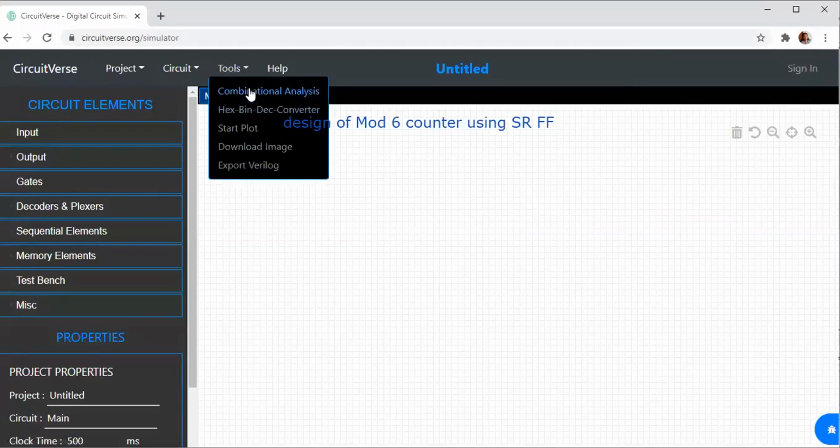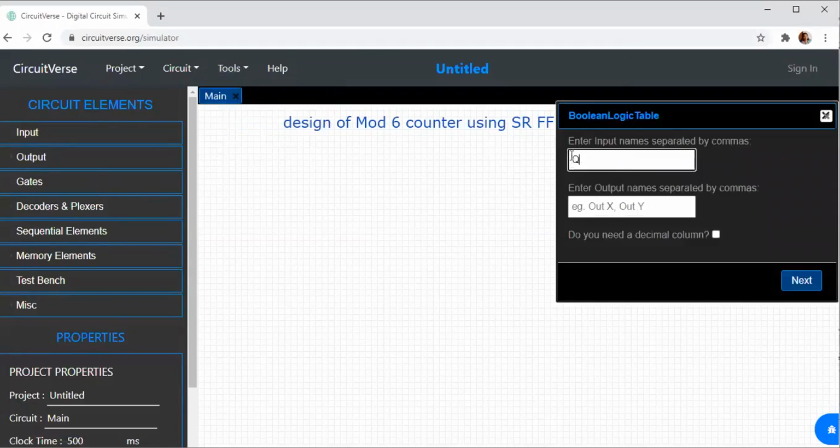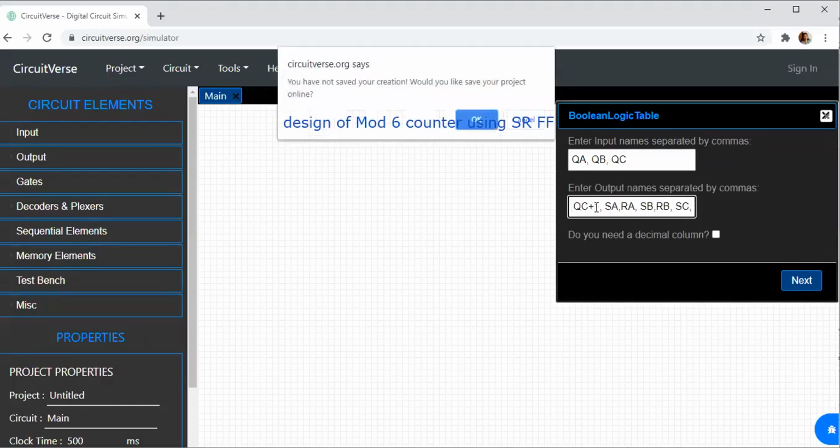So now let us write the truth table. So what are the inputs I'll be having? QA, QB, QC are the inputs. Then here it is QA plus 1, QB plus 1, QC plus 1, and it is SA, RA, 3 flip-flops. Mod 6 counter requires 3 flip-flops. So for the first flip-flop it will be SA, RA. For the second flip-flop it will be SB, RB. And for the third flip-flop it will be SC and RC. 3 flip-flops I am using.